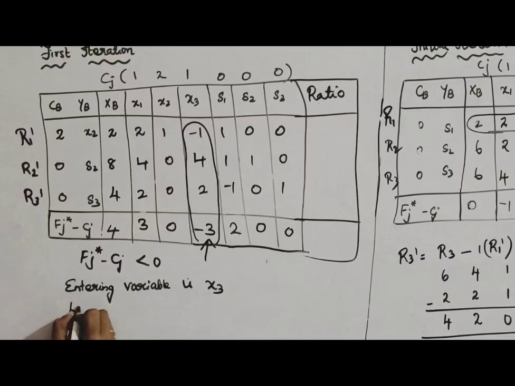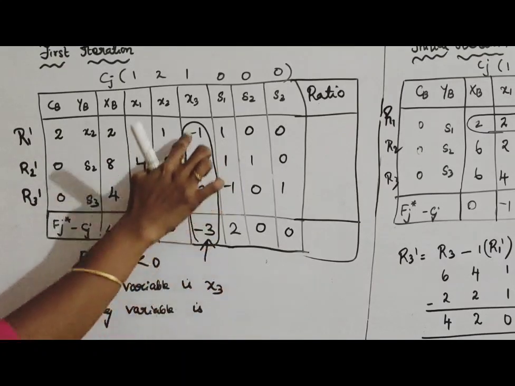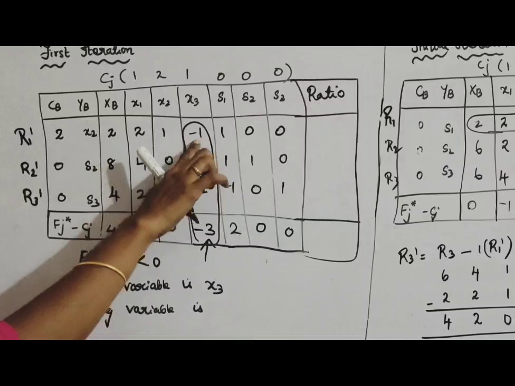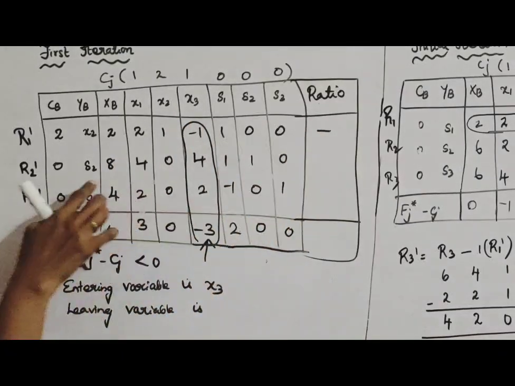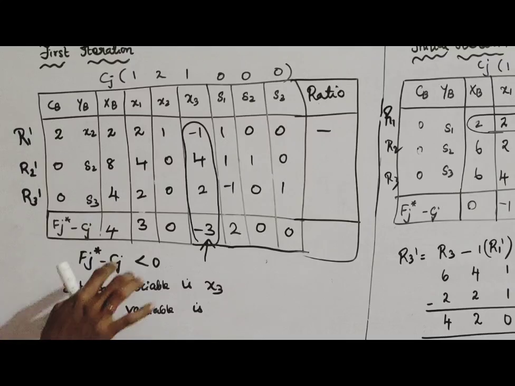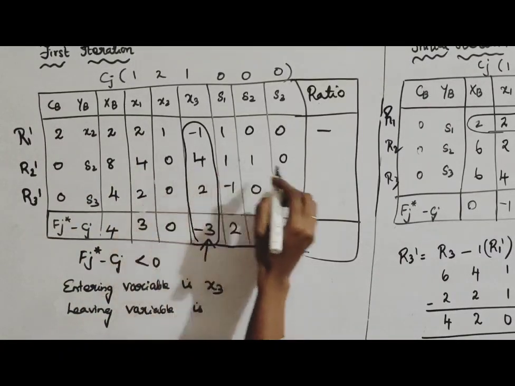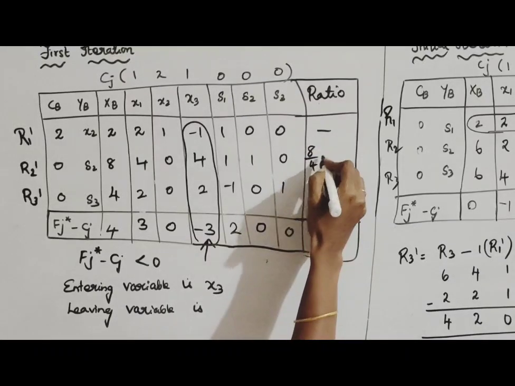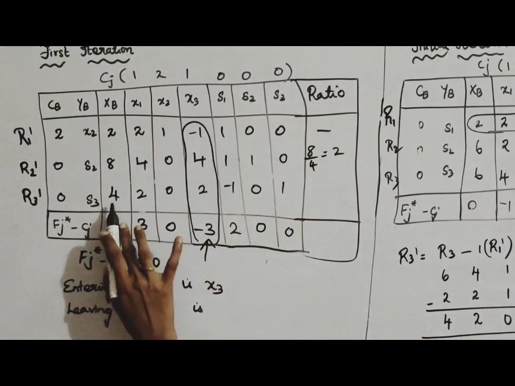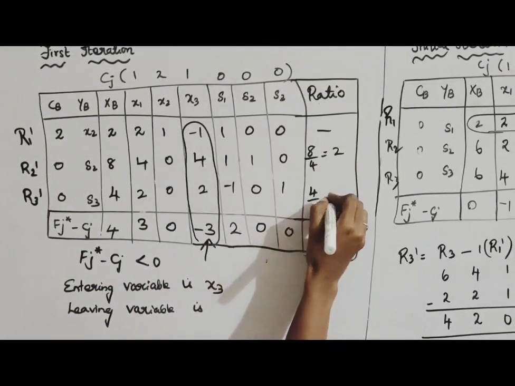Now, we have to find which variable is going to leave the iteration. For that, we have to find the ratio. If any negative value lies in the pivot column, you need not find the ratio, right? Therefore, you have to simply find the ratios for the S2 and S3. That means for the second row and third row. Okay. Here we have to find the ratio by XB column divided by the corresponding column coefficient, that is 8 by 4 is 2. And again for the S3 variable 4 by 2 is 2.